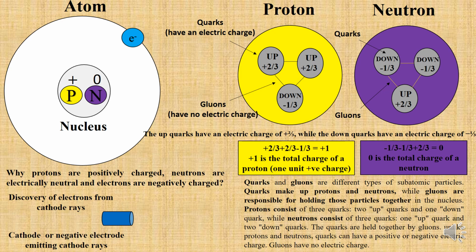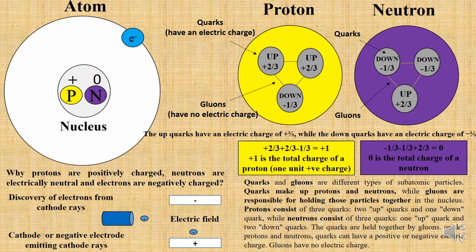Now, cathode or negative electrode emits cathode rays, and there were charged particles present in these cathode rays, and in the presence of electric field, these charged particles deflected towards the positive plate, proving beyond doubt that these charged particles are negatively charged because they are deflecting towards the positive plate. And later it was discovered that these negatively charged particles are nothing but electrons.